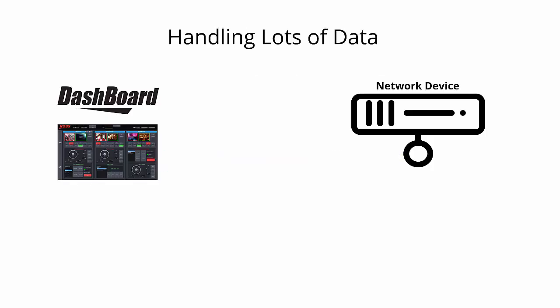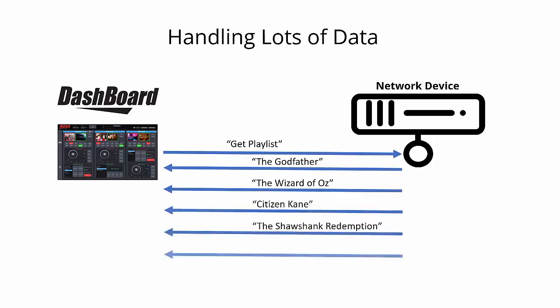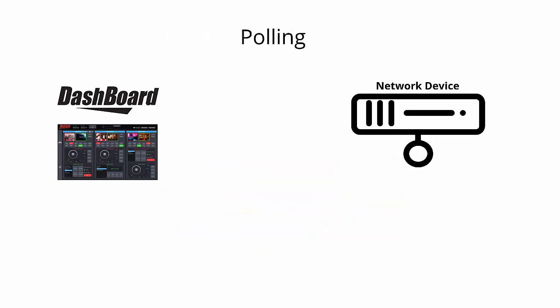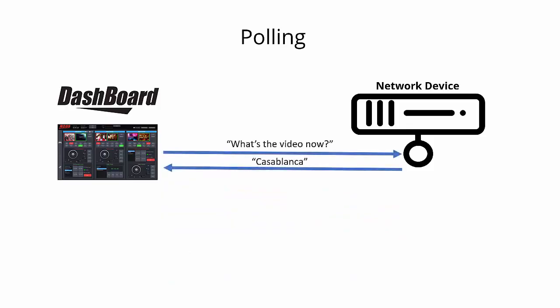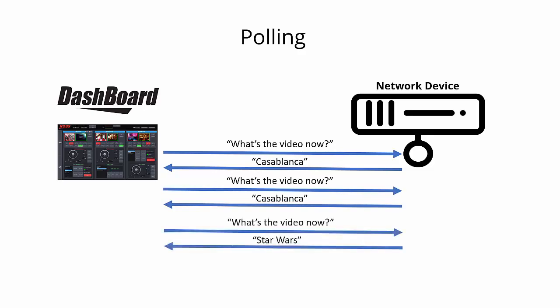If you're handling lots of data, so if I have to ask the network device something like, give me a playlist, and what it responds with is multiple different clips, then I don't have one response, I have multiple of them. The other thing it's good for is polling. So if I want to keep asking the device a question like, what's the video right now? And it'll send back Casablanca. And a second later, I ask again, what's the video now? And it'll say Casablanca. Then a second later, I ask, what's the video now? And realize that it switched to Star Wars. And then I can update my display. So if I'm polling, asking the device for something every second or every few seconds, it's better to keep the communication lines open rather than establish a new connection every single time I need to ask it something.